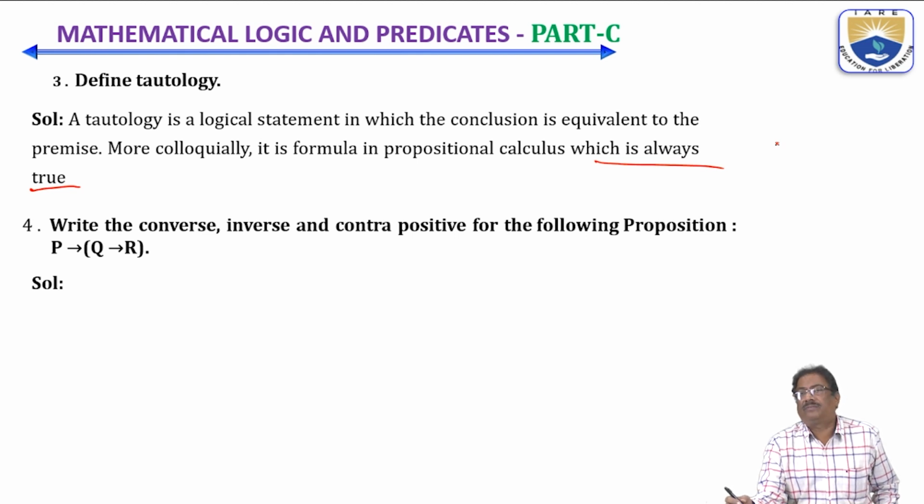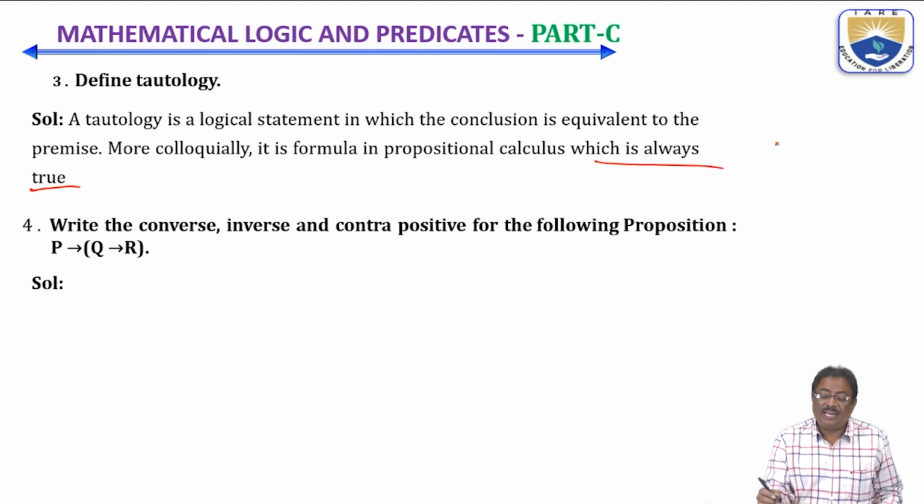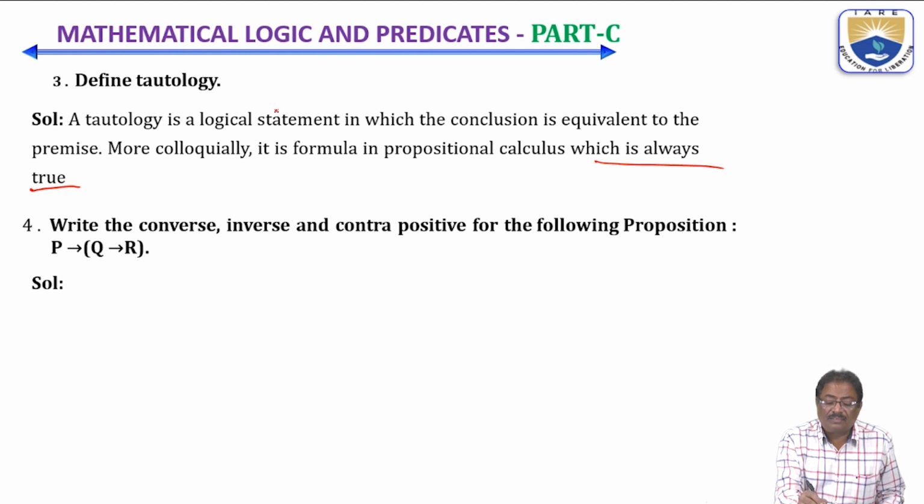If all are false, then we can say that the logical statement is a contradiction. If some are positive and some are negative, then we can say that it is a contingency. Any logical statement, if it is true for all truth values, is nothing but a tautology.